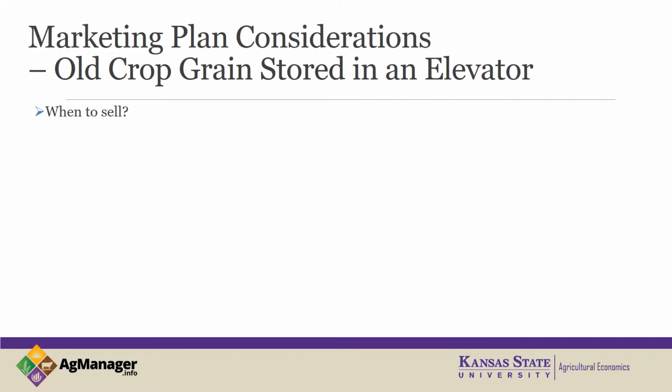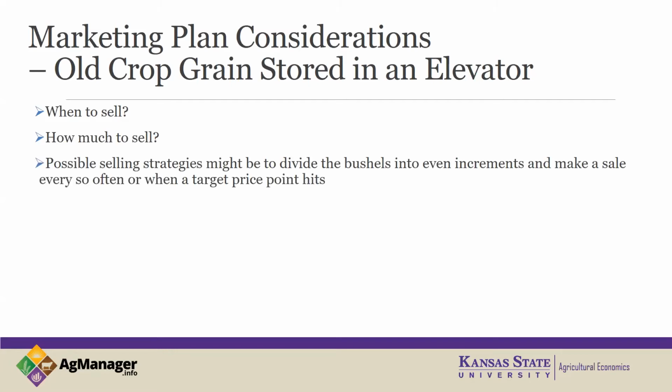The first example that we're going to go over is your old crop grain that you have stored in an elevator. Okay, so remember, this is last year's crop that's stored in an elevator. Some things that you need to know are when to sell it and how much to sell. When you sell, you might divide your bushels into different increments. You might make a sale every so often, or possibly when the price gets above your break even. Okay, remember what we talked about, wherever that might land. If you are storing grain in an elevator, you know that you have to pay storage costs, so you have to know those things as well when you're putting your marketing plan together.